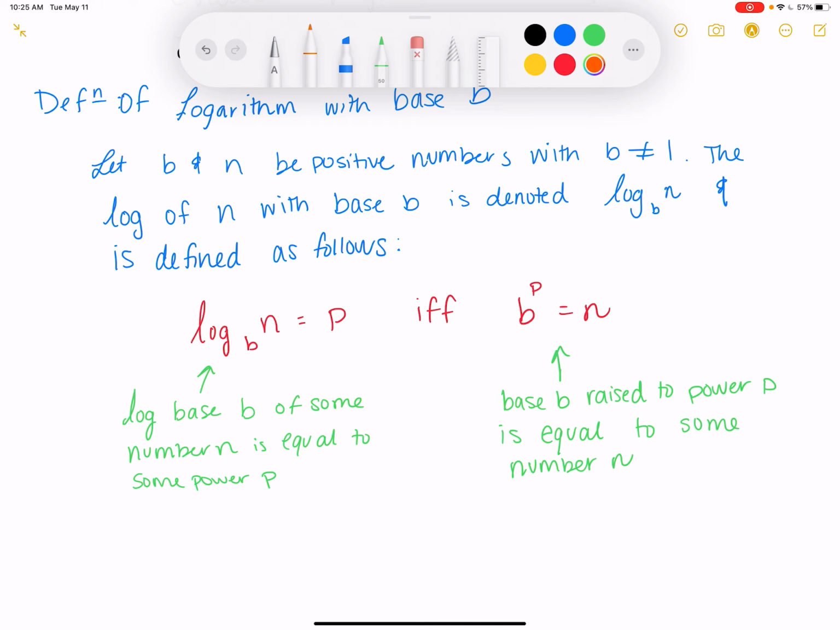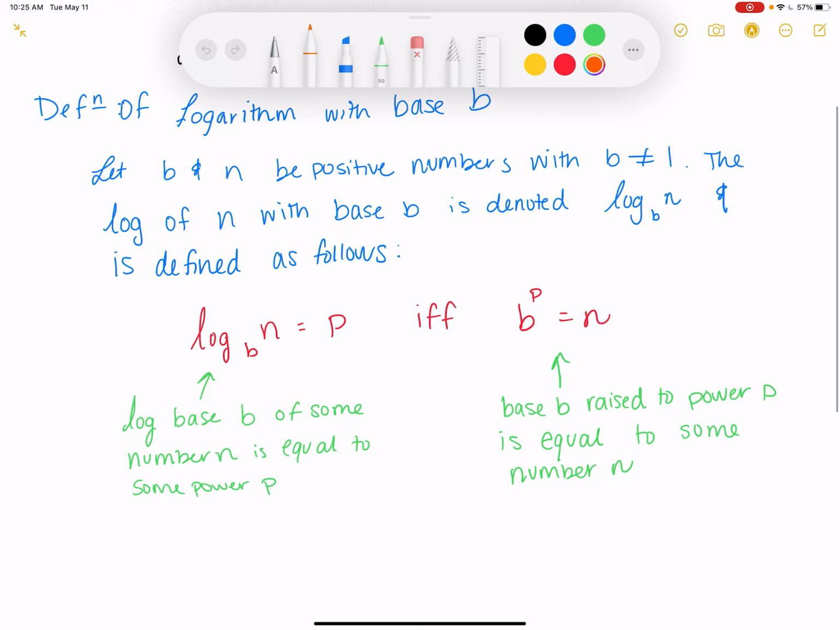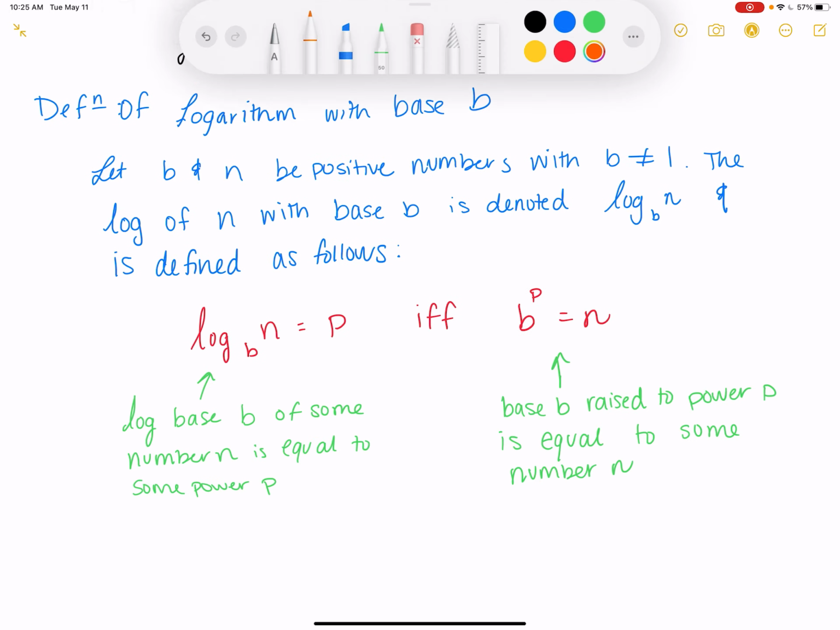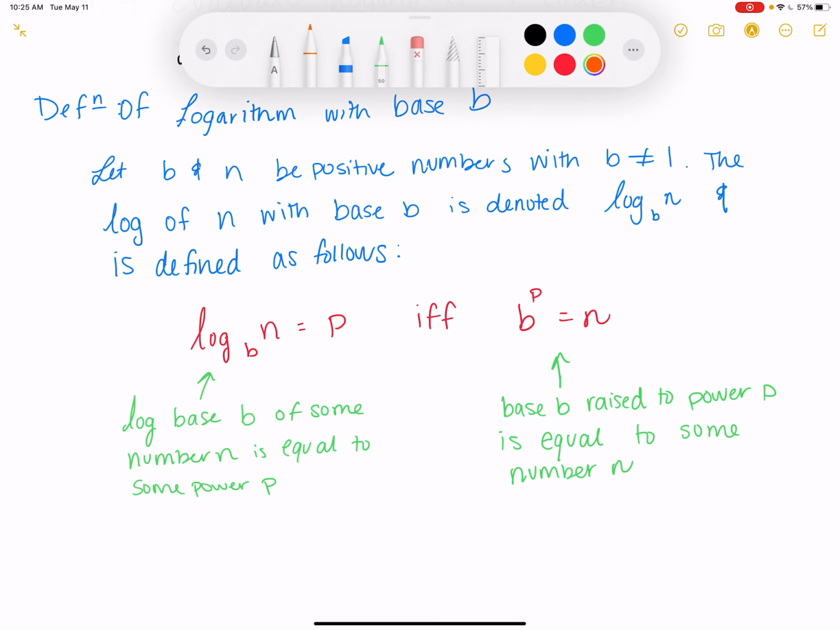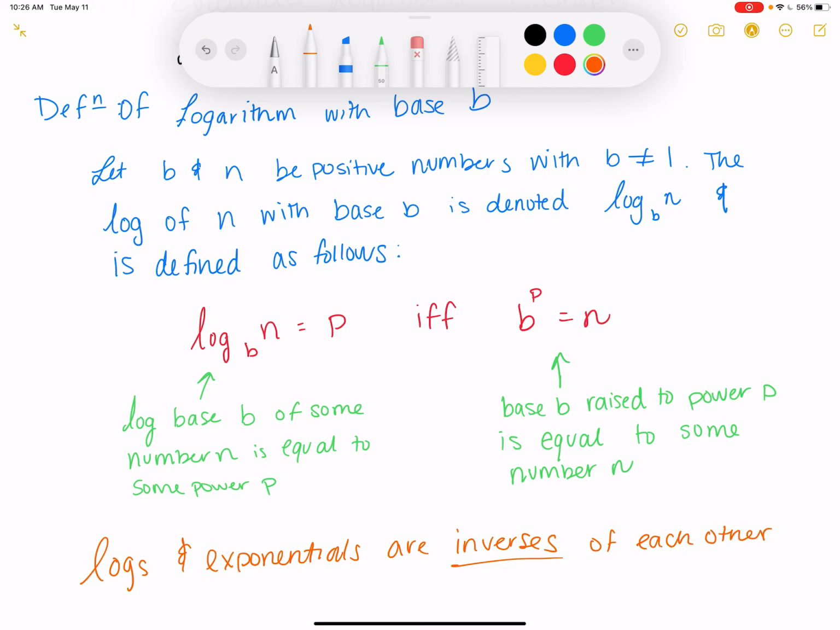What does log stand for? Logarithm. What does logarithm mean? We have not gotten that far yet. Logs and exponentials are inverses of each other. Oh, like the thing where the graph goes, yeah.